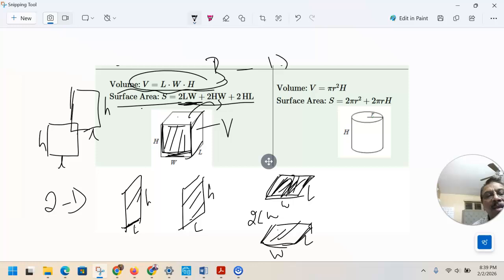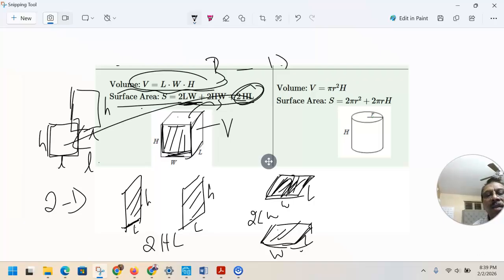When you multiply this, it will be LH, 2 times HL. That's this piece. And this is the front and the back, which is the length into height. So this one is this, and this is width and the length. This is height and the length.